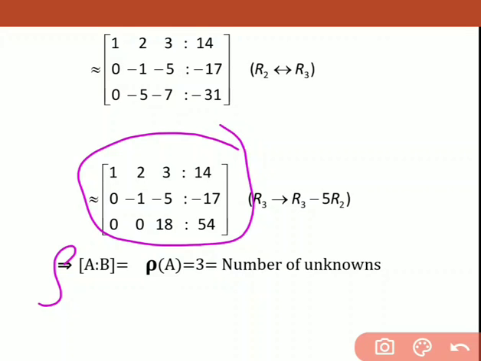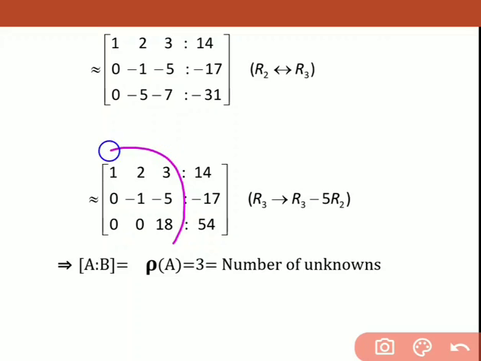And similarly, what do we have here? This is matrix A. So the rank of this matrix is again what? Here also we have 3 non-zero rows. Therefore the rank of A is equal to 3, and the rank of A colon B is also equal to 3, which is equal to the number of unknowns. So what we can say here: if the ranks are equal and equal to the number of unknowns, then it has a unique solution.